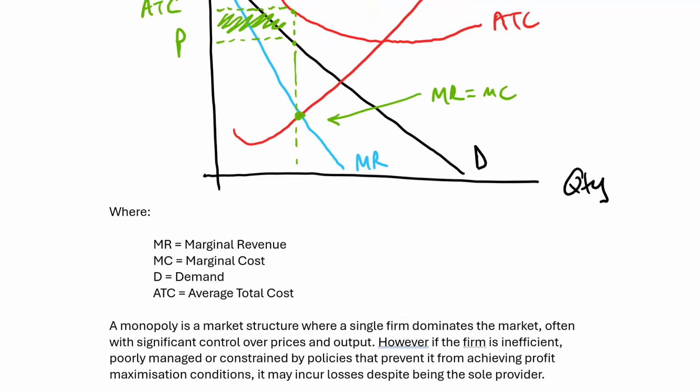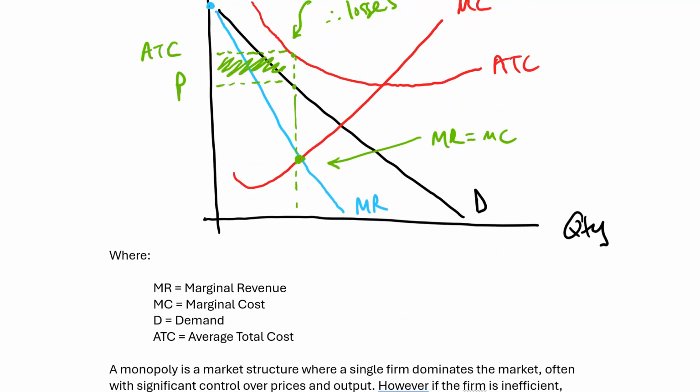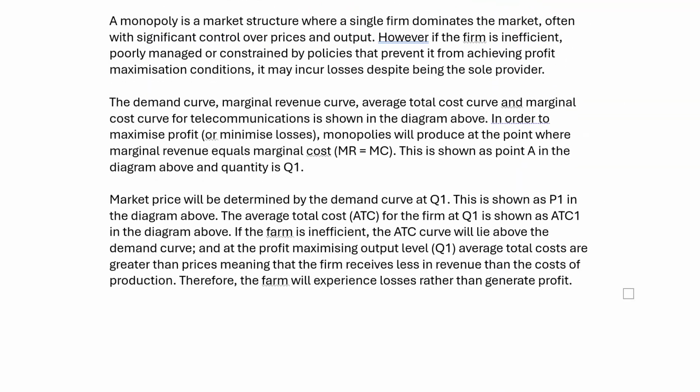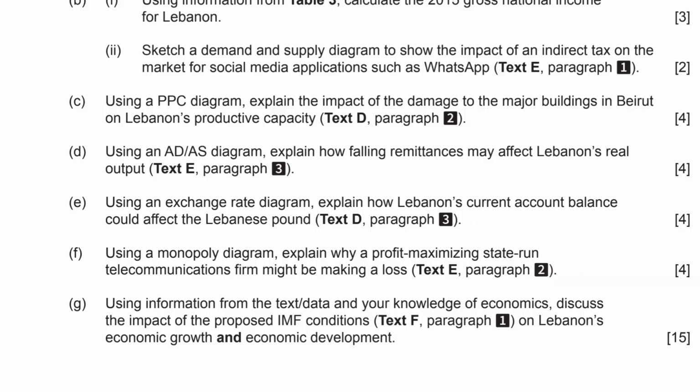Okay, I think I've got to write P1 rather than ATC1, and we need to annotate point A over here. Right, so that's the diagram, and down here we've got the explainy bit. Okay, so all good. Let's move on.